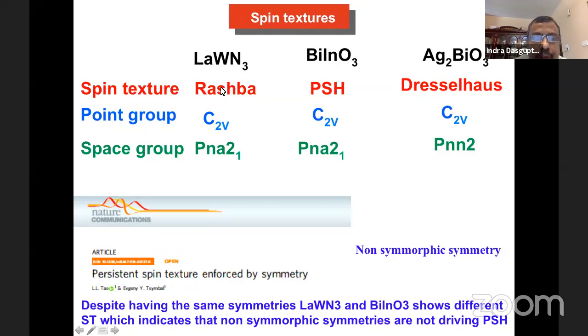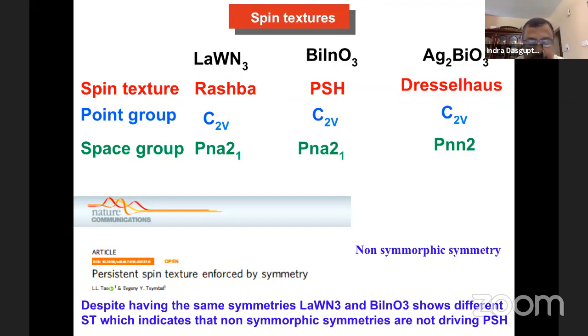So what we have obtained, as I told you, is that for lanthanum tungsten nitride we have Rashba, for bismuth indium oxide we have persistent spin helix, and on the contrary, for Ag2BiO3 we have the Dresselhaus effect. All have the same point group. The space group for lanthanum tungsten nitride and bismuth indium oxide are identical, but the space group for Ag2BiO3 is slightly different because of a slightly different non-symmorphic operation.